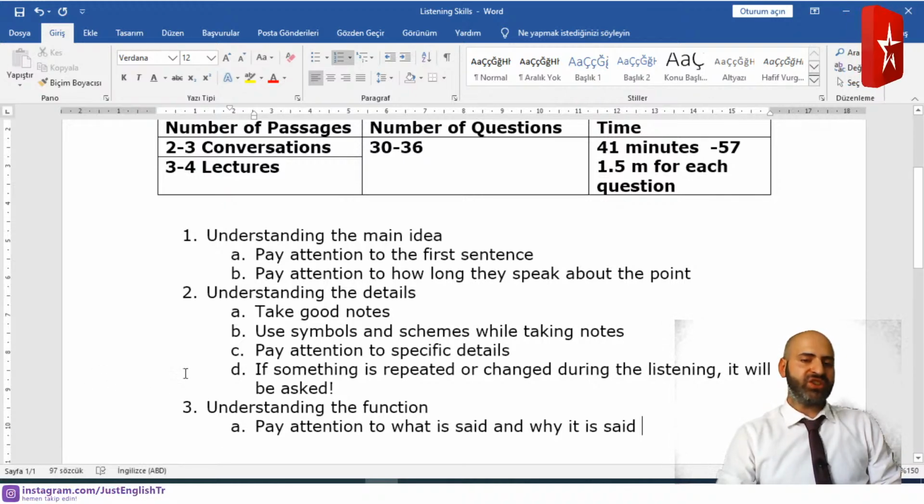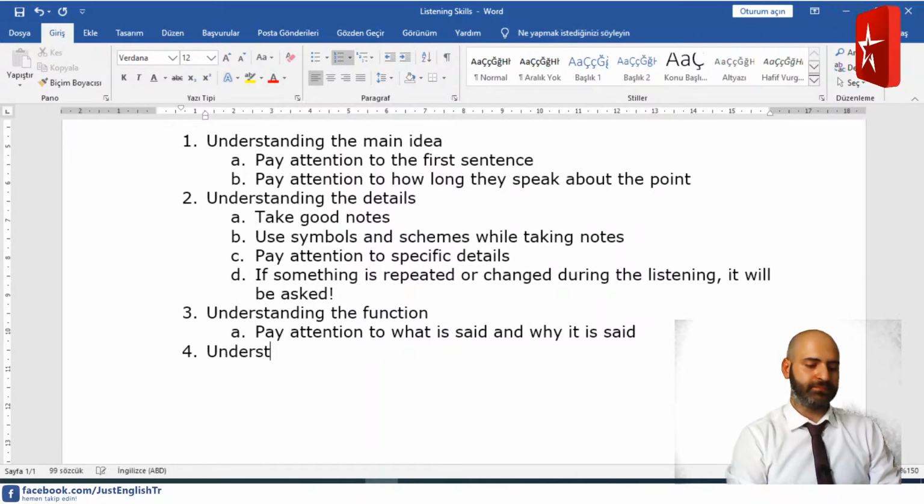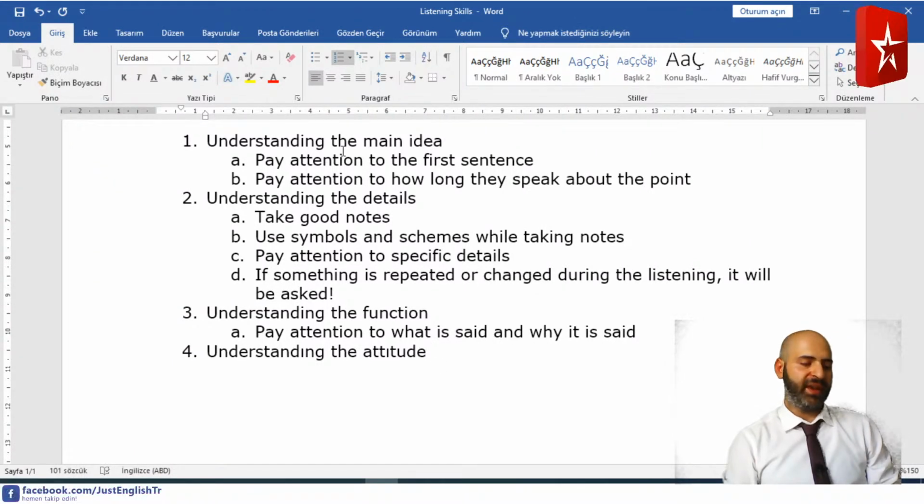So guys, question type number 4 is about understanding the attitude of the speaker. Let me write it for you. Now, when we are talking about attitude, you should understand that attitude is like a feeling, the opinion of the person.